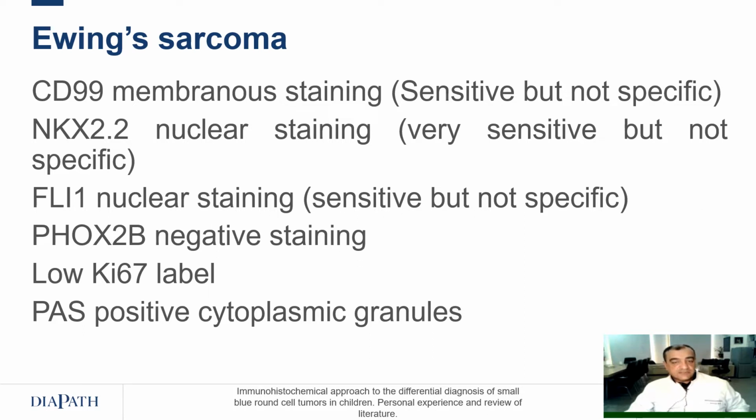NKX2 is a nuclear staining and must stain more than half of the nuclei of the whole tumor cells. It is very sensitive, but again non-specific. FLI1 is also a nuclear staining, again sensitive but non-specific, and only the constellation of these three markers along with negativity with FOX2B, low Ki67 label, and positive PAS cytoplasmic granules makes the diagnosis of Ewing sarcoma possible in patients.